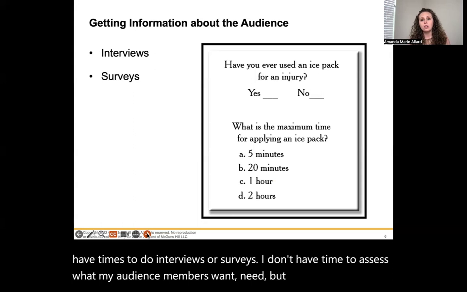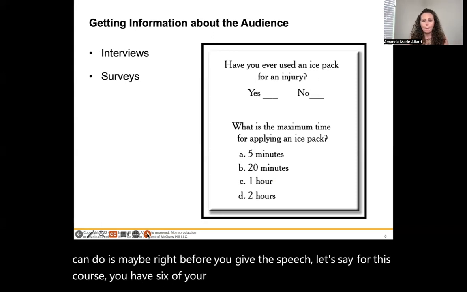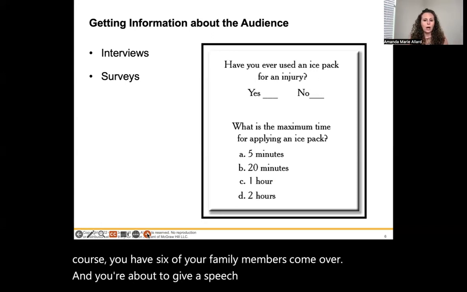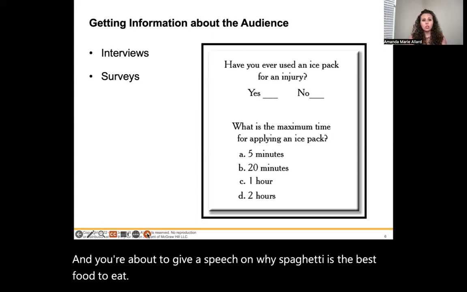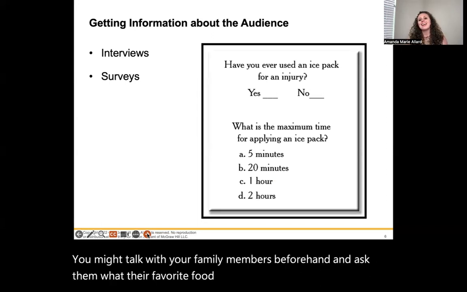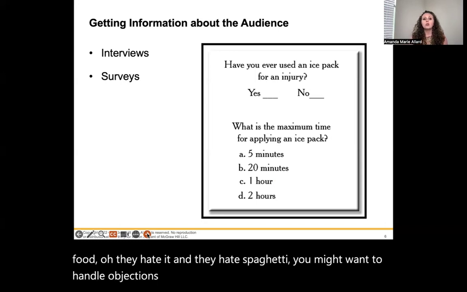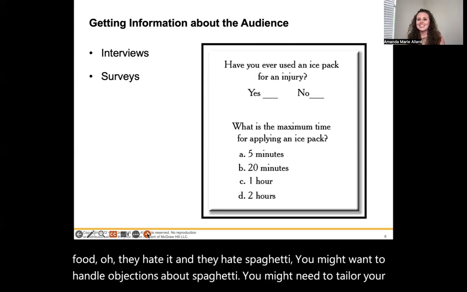But something that you can do is maybe right before you give the speech. Let's say for this course, you have 6 of your family members come over and you're about to give a speech on why spaghetti is the best food to eat. You might talk with your family members beforehand and ask them what their favorite food is. If 55% of them say, I hate Italian food, they hate spaghetti, you might want to handle objections about spaghetti. You might need to tailor your message to address that.